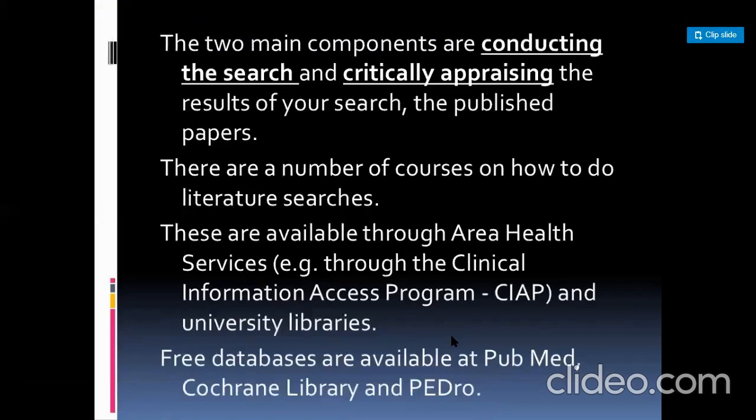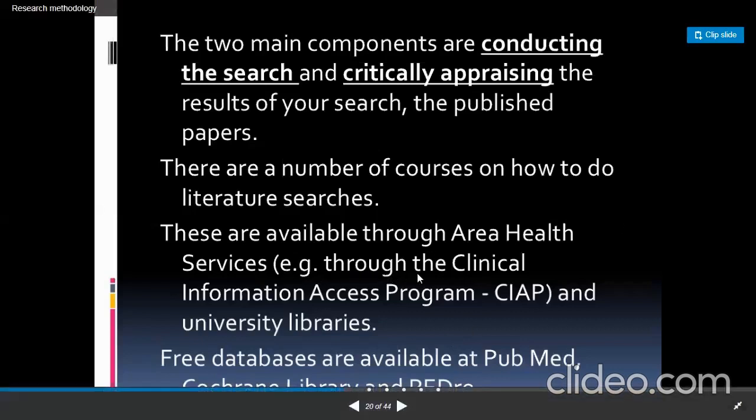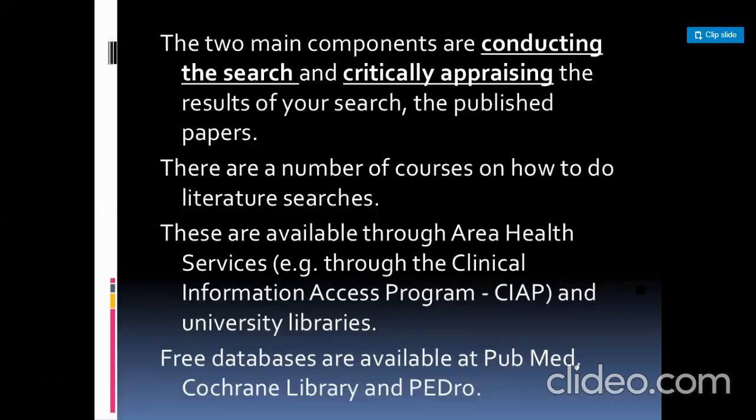The two main components are conducting the search and critically appraising the results of your search, the published papers. There are a number of courses on how to do a literature search. You can browse the internet, or journals are there, offline, online, right? They are available through area health services, like the Clinical Information Access Program, CIAP, and the university libraries, and so many books are available. Free databases are available at PubMed, the Korean library, and PEDro, right? So all these things are there.